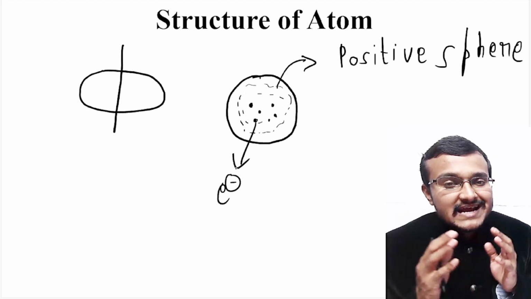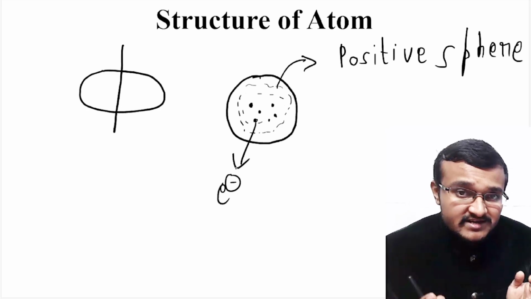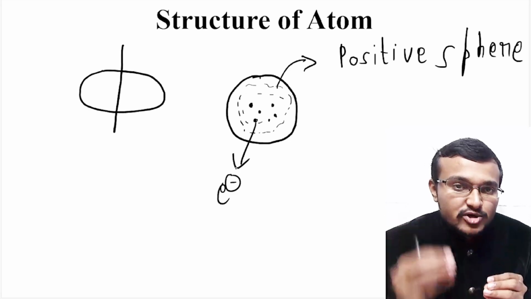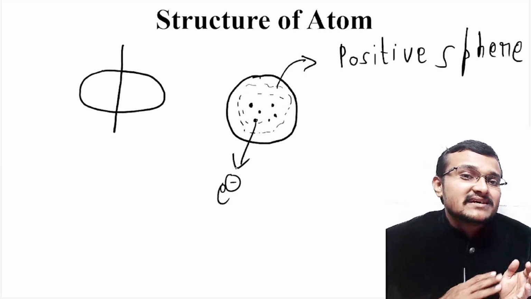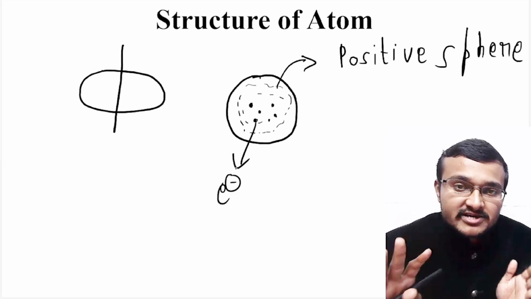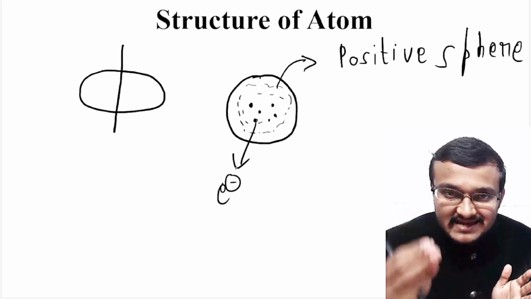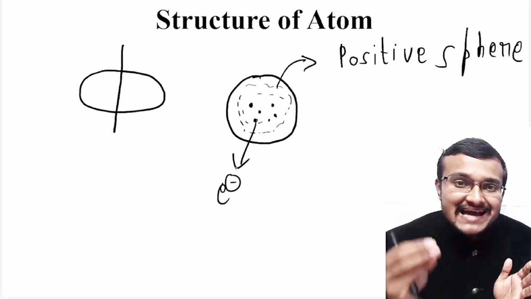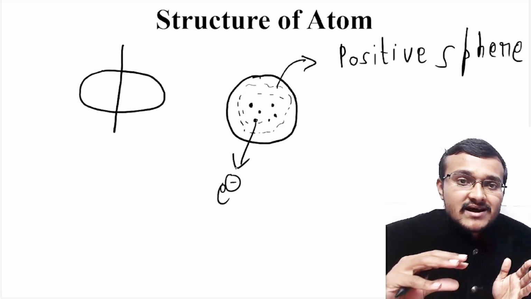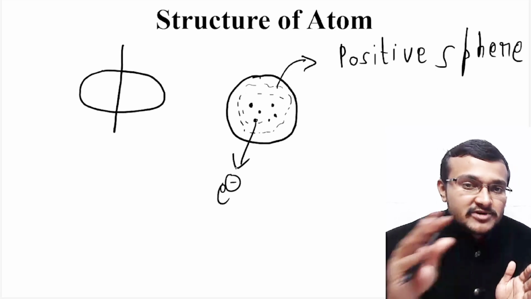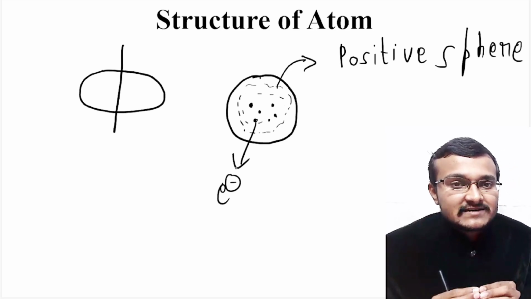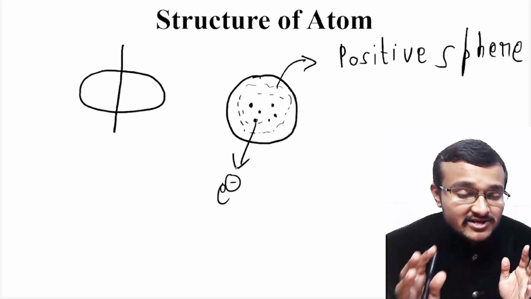In this particular model, electrons are randomly distributed throughout the atom. If this atom is assumed as a positive sphere, then electrons inside that positive sphere are randomly distributed throughout that atom, just like the black seeds present in a watermelon are distributed throughout that watermelon. Similarly, electrons in an atom are distributed throughout that atom.